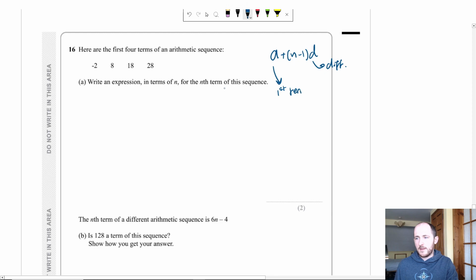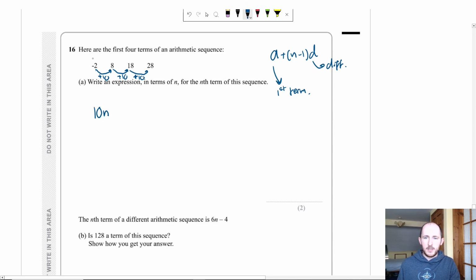However, I want to show you another way of doing it, just to give some variety. So the first thing you're going to do is work out the difference, and the way you do that is you quite literally just take this term, subtract this term, so that'd be plus 10. 18 minus 8, plus 10. 28 minus 18, plus 10. And you're going to write that number and put an n afterwards.